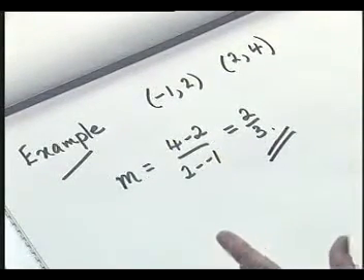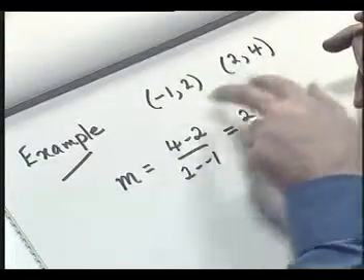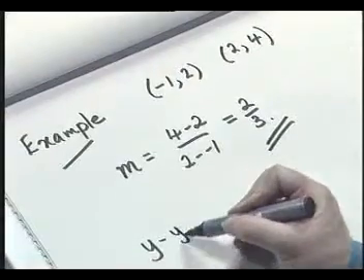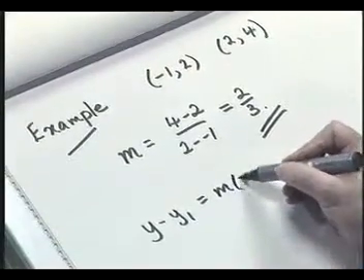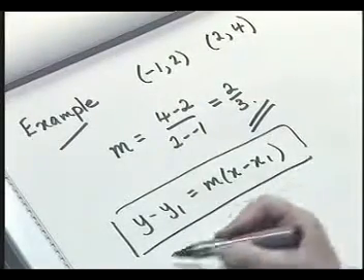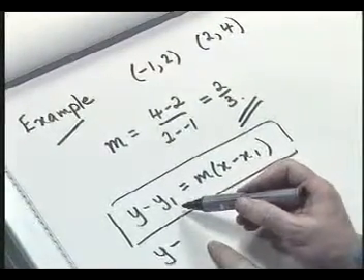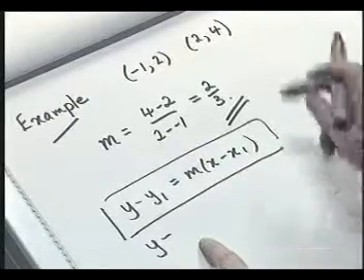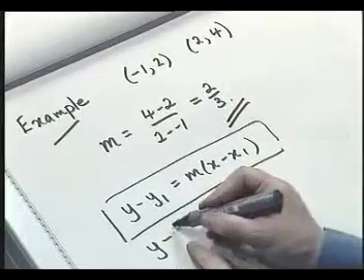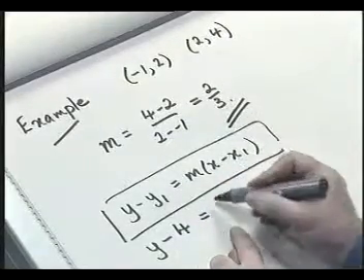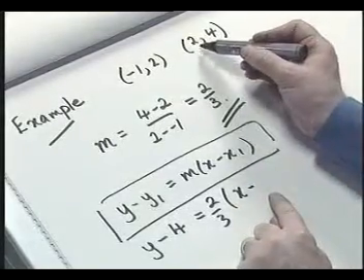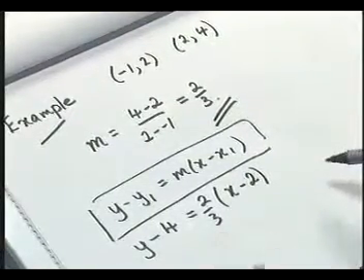Now we know the gradient, and we know at least one point through which the line passes, because we know 2, so we can use the previous formula. y minus y1 is m times x minus x1. So that's the formula we'll use. It doesn't matter which of the 2 points we take. Let's take the point 2, 4. So the y-coordinate is 4. m we've found is 2/3. x minus the x-coordinate, which is 2. So that's our equation of the line.